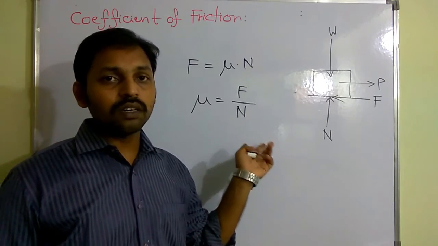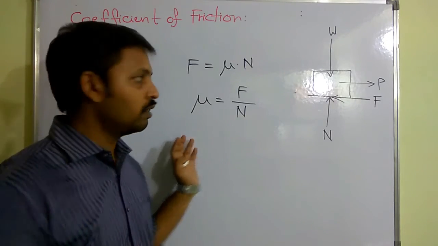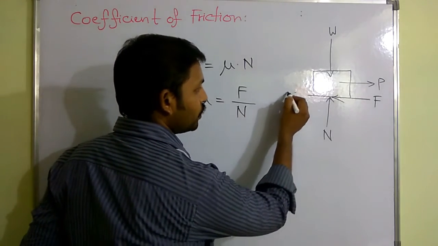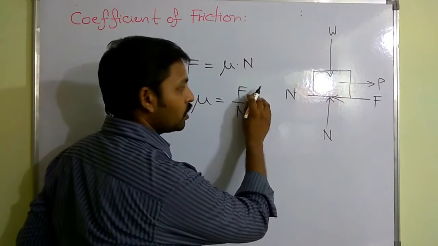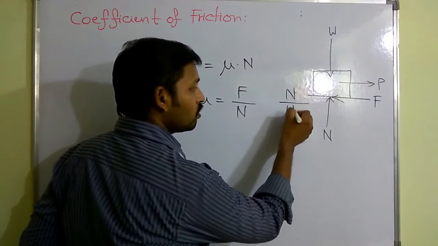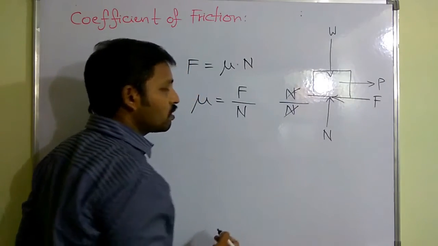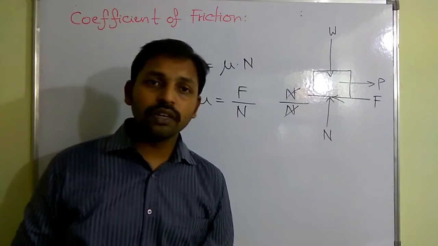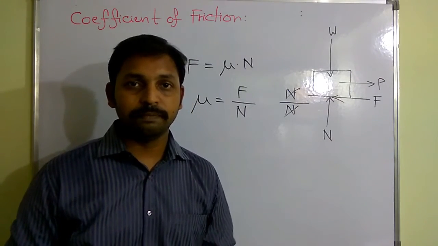You may ask, what are the units for coefficient of friction? Force is in terms of newtons. Here the frictional force is in terms of newtons, and the normal reaction is also in terms of newtons. Newtons will get cancelled. So there are no units for coefficient of friction.